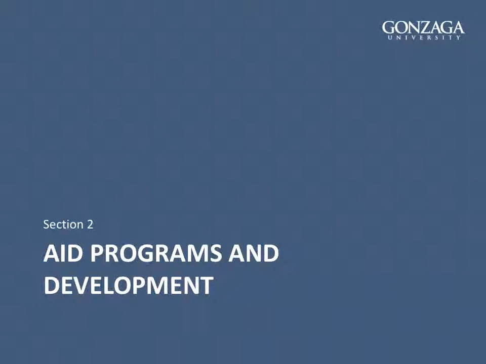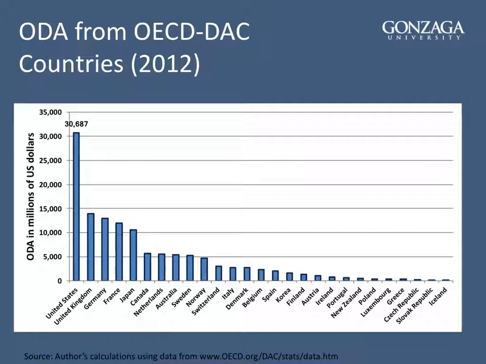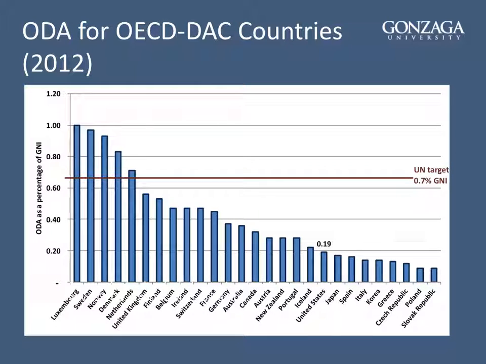Aid programs and development. This will be a pretty quick section here. So when we look at how much aid people get, we can see that collectively the U.S. largely gives the most aid. But when we look at it as a percent of our income, as a percent of gross national income, the U.S. is way down here.